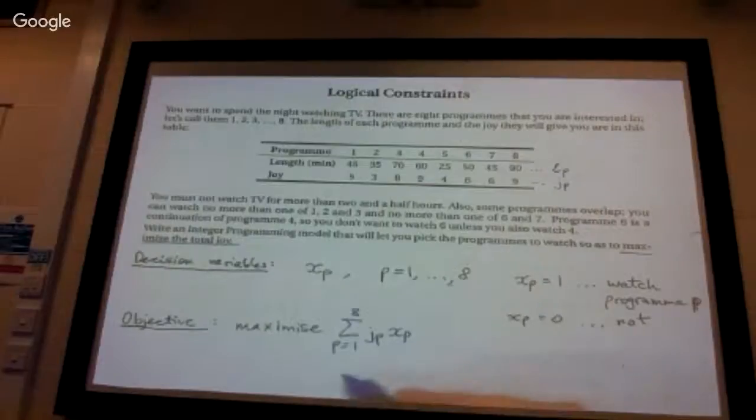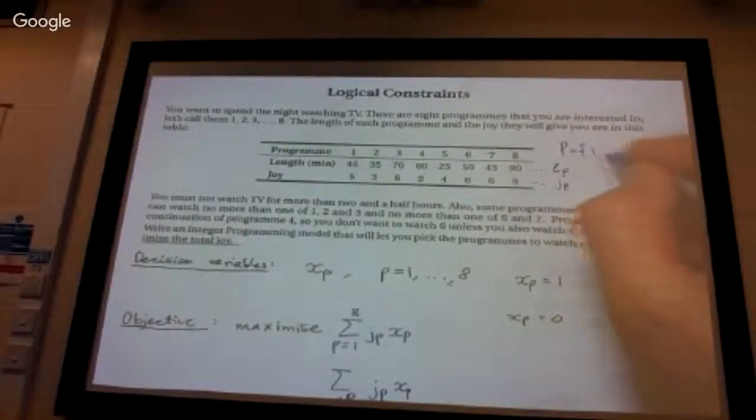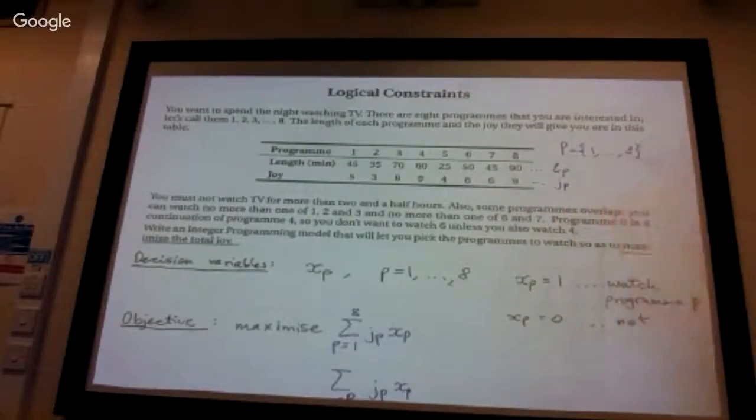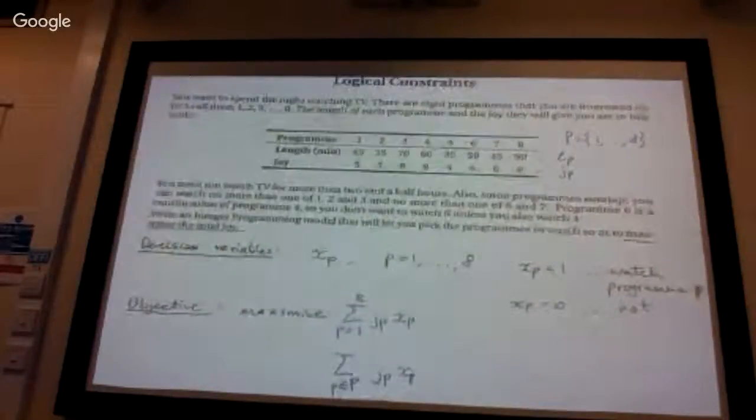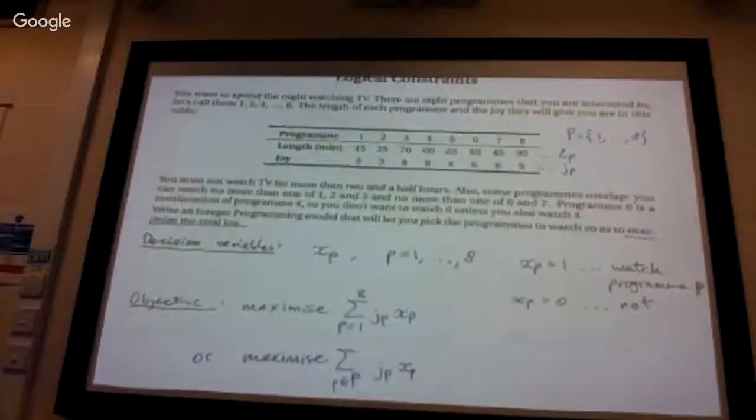Yes, you could write little p in, say, big P, JP XP, if you said that P being 1 to 8 is the set of all programs. Something like that. You could write it like that.